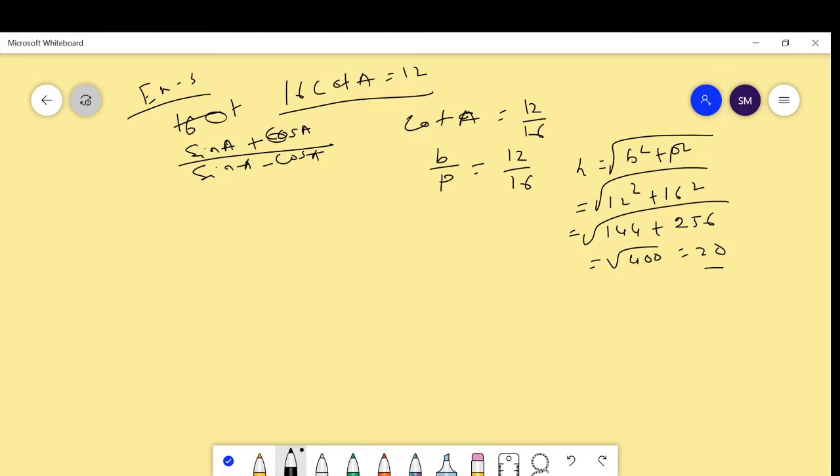Then sin A is equal to, then put the value of this, sin A plus cos A upon sin A minus cos A.